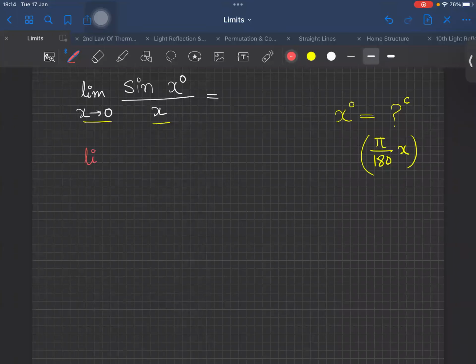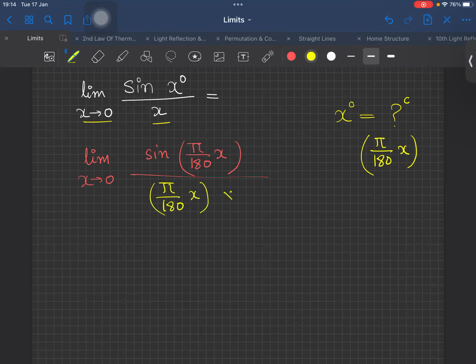So the limit as x tends to 0 of sine of x degrees, what can you write? Sine of pi by 180 into x, right? So what you can do is multiply the denominator also by pi by 180 to make these two values the same. But since you have multiplied here, you have to multiply by 180 by pi outside, so that you can cancel these two and it becomes the same equation.